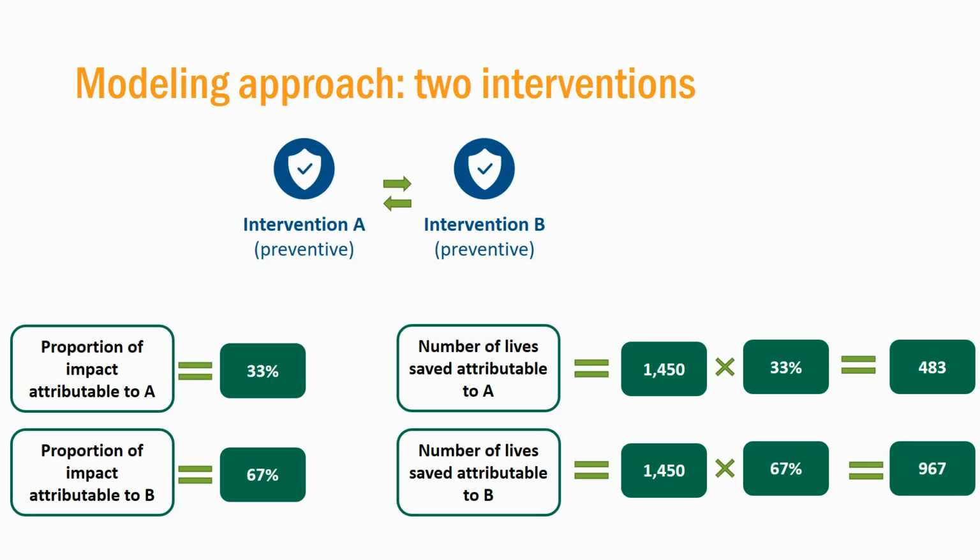That's the proportion attributable to A. And then this final number gives us the number of lives saved due to the increase in coverage for intervention A, the 483, or intervention B, the 967. All of that works great when both interventions are preventive.